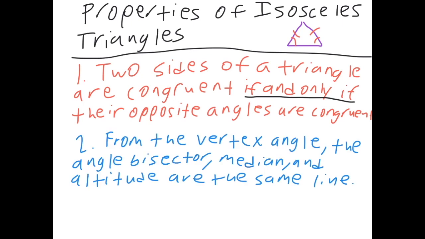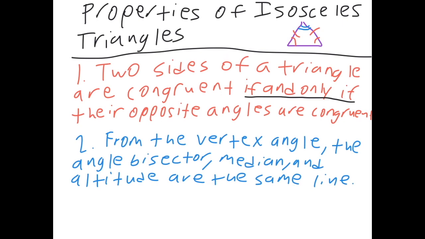The second property, very similar to the one from equilateral triangles, is from the vertex angle, the angle bisector, median, and altitude are all the same line. So first, what is the vertex angle? Well, the vertex angle, looking up at this picture up here, is the angle that is not congruent to the others, the one that's in between the two sides that are congruent. So it's this angle right here, and I'll mark it with two arcs to show that it's not congruent to the other two. So that angle right there is the vertex angle.